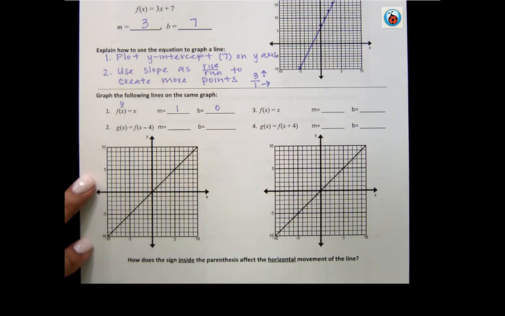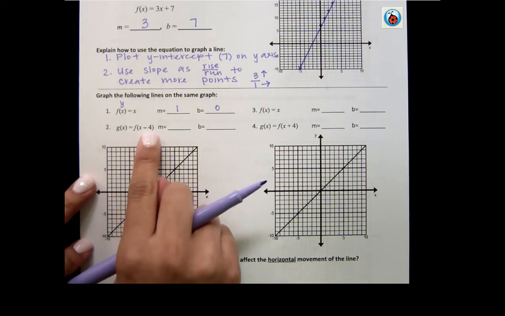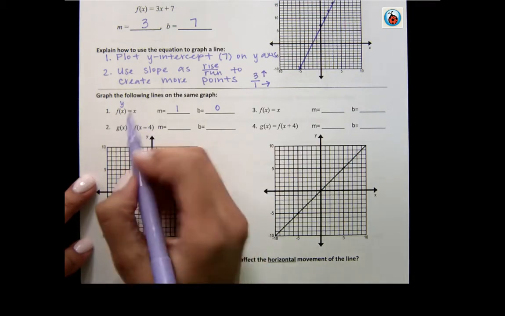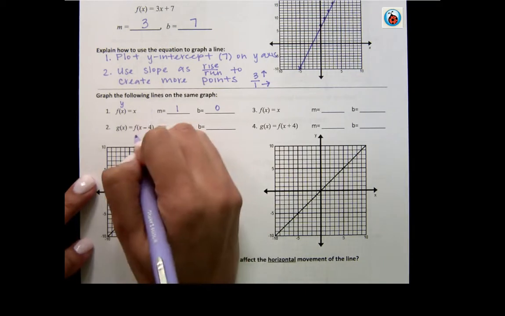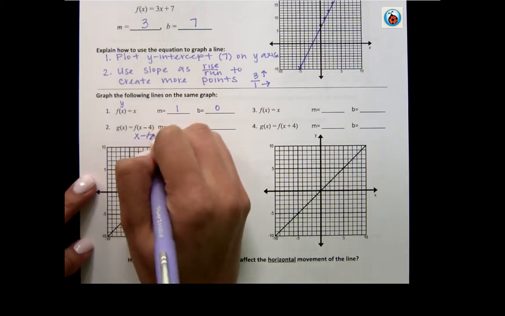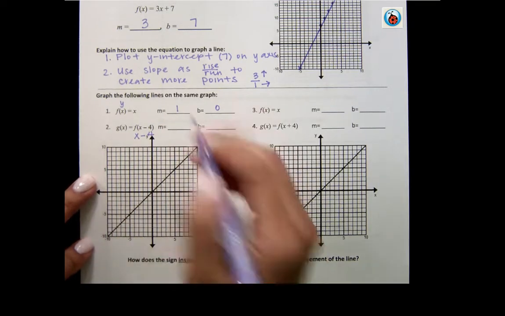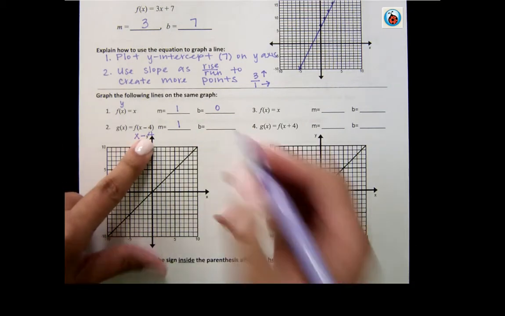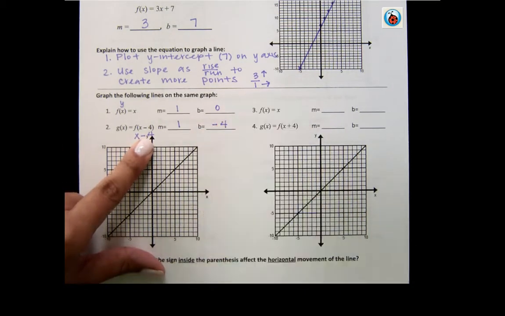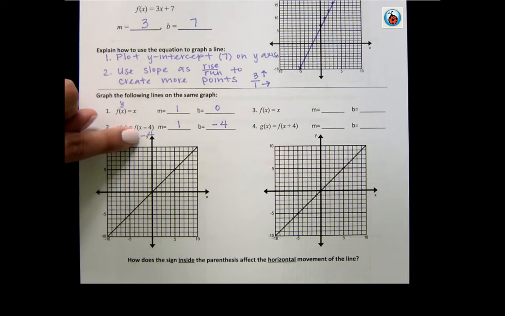So now I have a second equation. I have g of x equals f of x minus 4. Well, we know that f of x is x, so really what I'm looking at is just x minus 4. Again, my slope, there's nothing in front of x, so I write a 1. Now, my y-intercept is negative 4, because now I have something that's attached to the x after it.